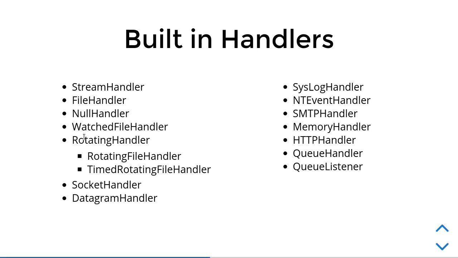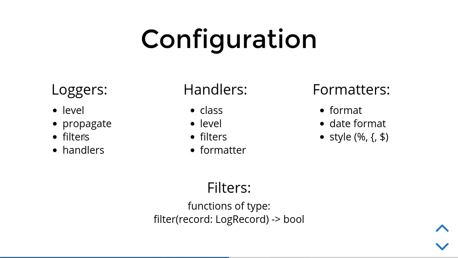When you're configuring your logging, which is what a lot of people skip over, configuring your logging is where a lot of the power really comes from. You will configure a number of loggers, which is where you send your messages in, and they will have a level to determine how much they squelch the messages coming in. Propagate, as we talked about before, a list of filters which allow you to control which messages actually get through, and a list of handlers that they're going to pass on successful messages to.